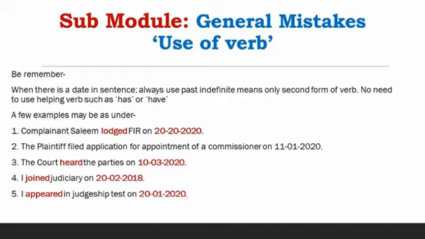A few examples may be as under. Number 1. Complainant Salim lodged FIR on March 20, 2020. Number 2. The plaintiff filed application for appointment of commissioner on January 11, 2020. Number 3. The court heard the parties on March 10, 2020. Number 4. I joined judiciary on February 20, 2018. Number 5. I appeared in judgeship test on January 20, 2020. Here I used the second form of verb as a date has been given in the sentence.